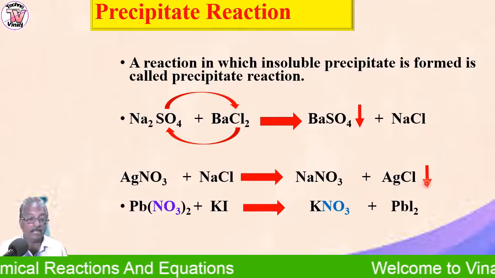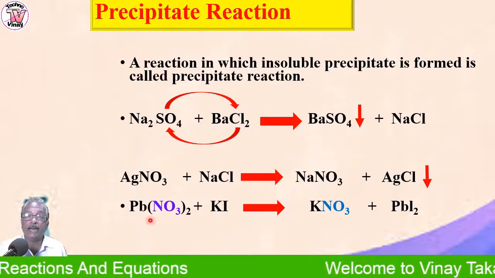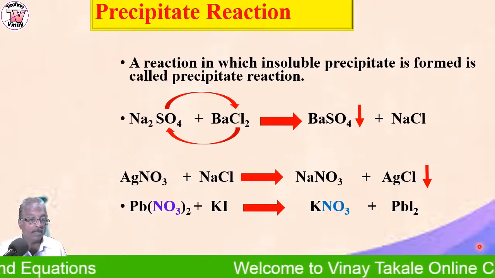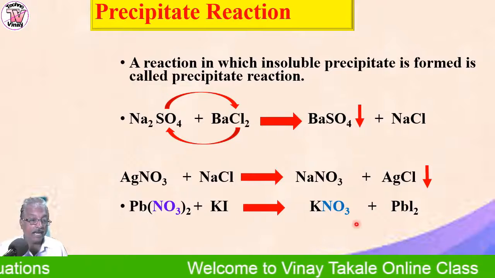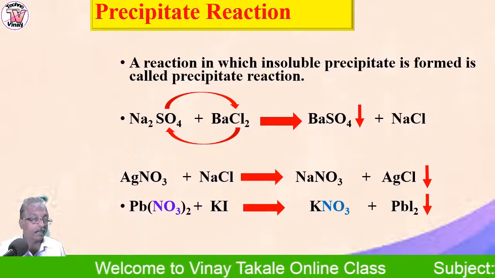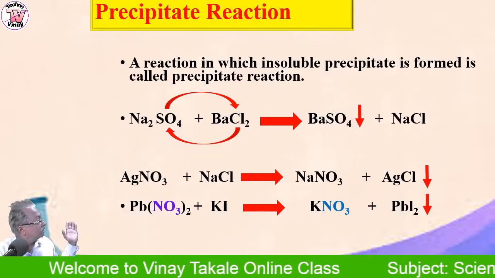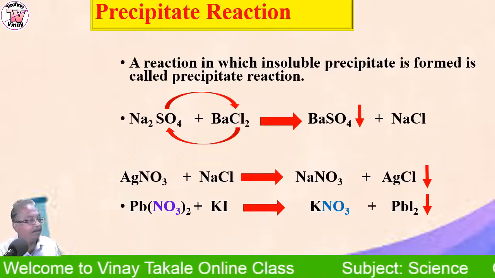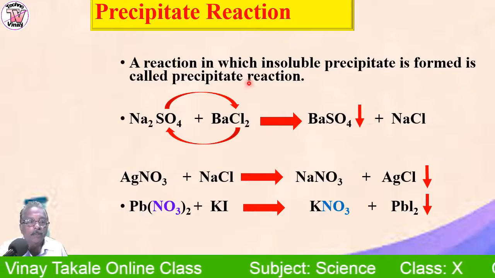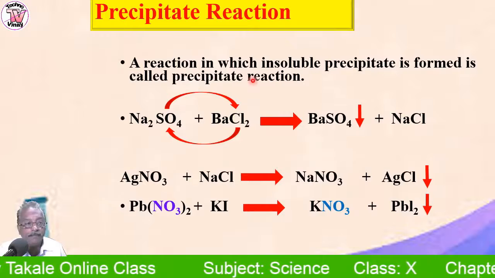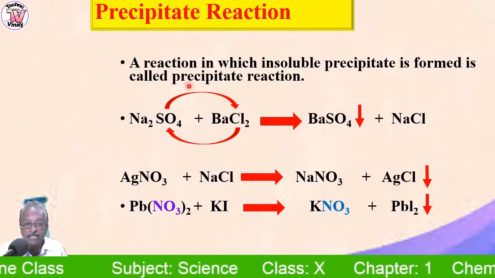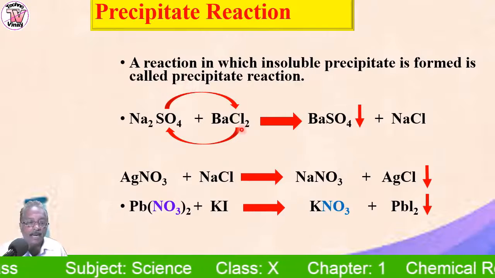This is also precipitation. Again, lead nitrate plus potassium iodide forms potassium nitrate and a precipitate of lead iodide. So here you can see this reaction. So we have seen double displacement and precipitate reaction.